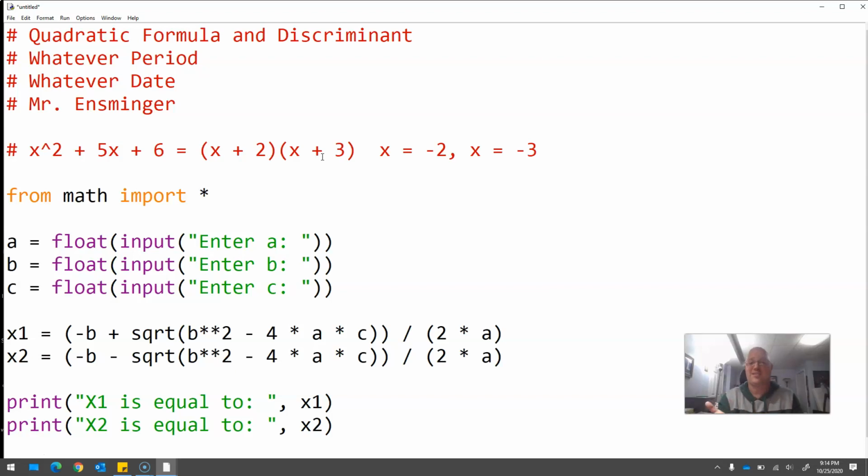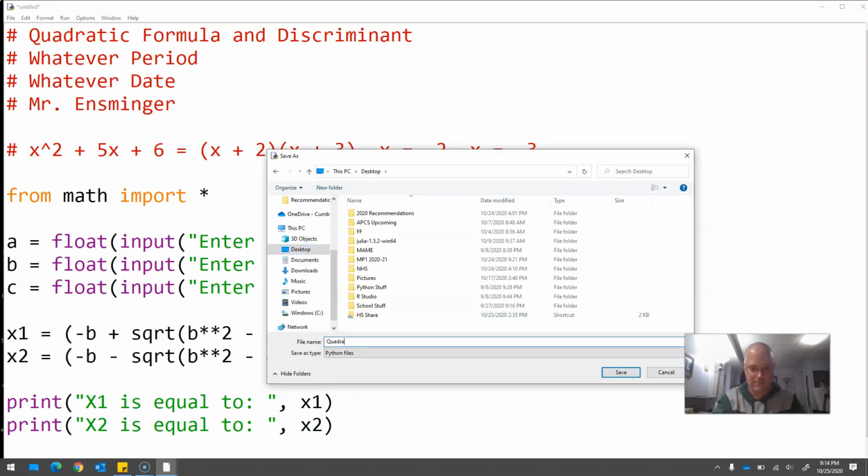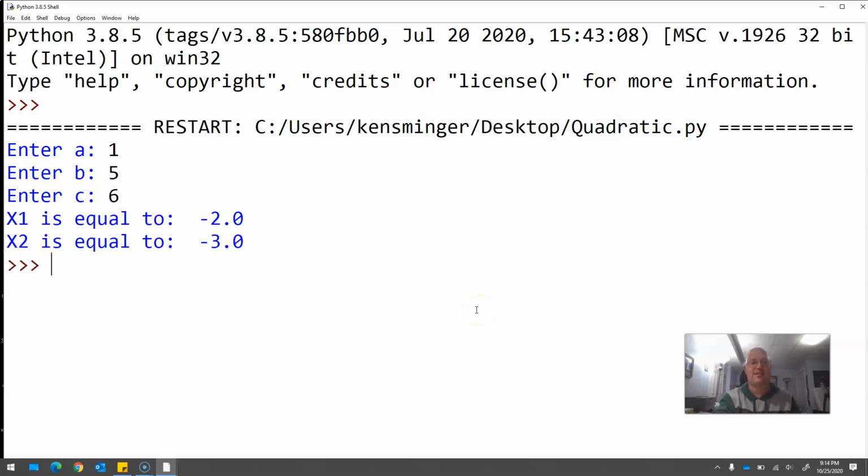Again, if all of this seems like, oh my gosh, where's this coming from? It's all math. I mean, all of you have passed Algebra 1 at this point, so should be good. So here's what I'm getting at. If we put in 1 for A, 5 for B, 6 for C, it should give us -2 and -3. Let's test it out. Quadratic. All right, so 1, 5, 6. -2 and -3, as expected.